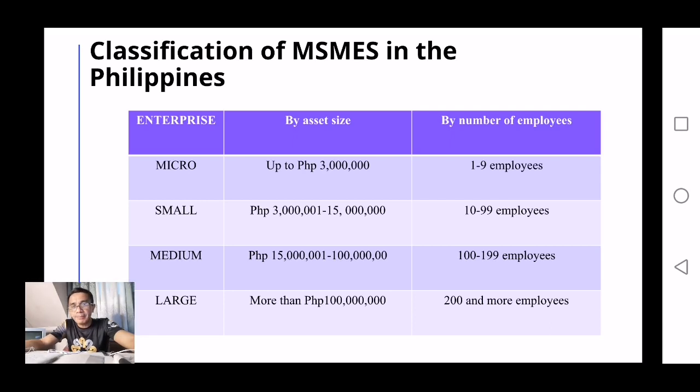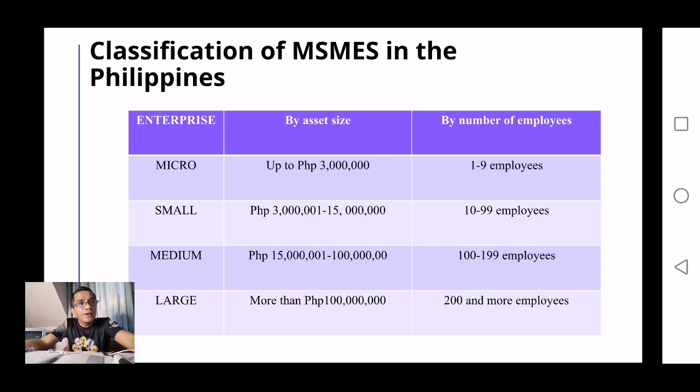So obviously, a mall like SM is considered as a large enterprise. Definitely, if you will look at the asset of SM, it's more than 100 million and SM has more than 200 employees. So it's considered as a large enterprise. So going back dun sa pinagawa kanina sa inyo na think of 10 enterprises around your area, tumama ba yung pili nyo? And then, tama ba yung justification nyo kung bakit siya micro, small, medium, and large?